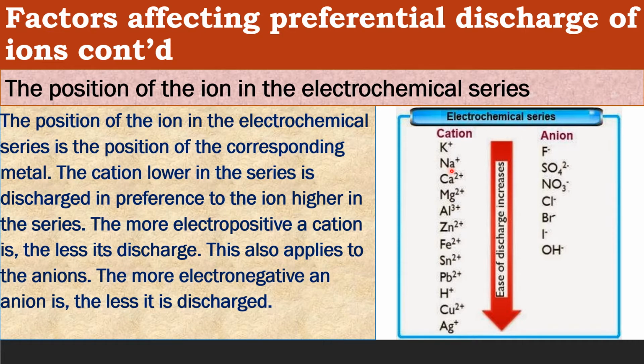And of course, being positively charged ions, the 2 of them will migrate to the negative electrode, which is the cathode. And of course, only one out of the 2 ions, sodium ion and hydrogen ion, will be discharged. So the factor now is we look at their position in the electrochemical series. The one that is lower in the series will be the one that will be discharged. Between Na+ and H+, which one is lower in the series? H+, of course. So H+ will be the one that will be discharged.